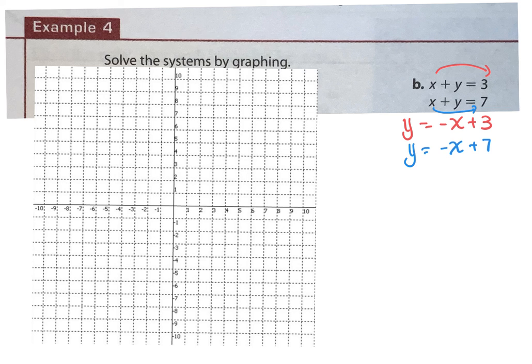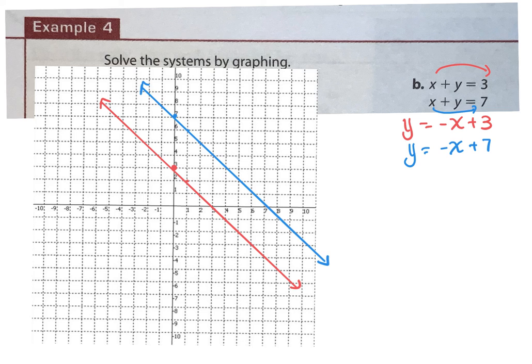But if it says solve by graphing, you're going to solve by graphing. So you're going to say positive 3, down 1 for my slope, and over 1. And so I get a line that looks something like this, right? And then the second line starts at positive 7 and goes down 1 and over 1. And so I get a line that looks like this.